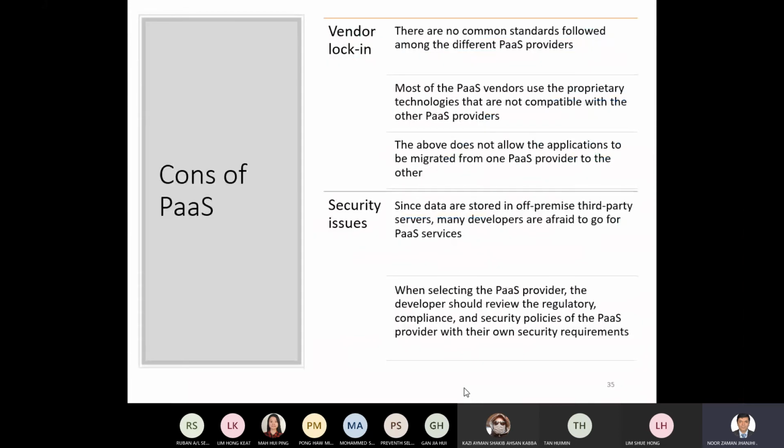But again, we are looking for the cons. So what are the cons they have? Vendor lock-in, security issue. The security is the same issue we had in the previous service model as well. So you see the security is the issue. Vendor lock-in: there are no common standards followed among the different PaaS providers. If we are using services from different PaaS providers, these are the limitations. Security is a limitation, and vendor lock-in is a limitation as well at the same time.